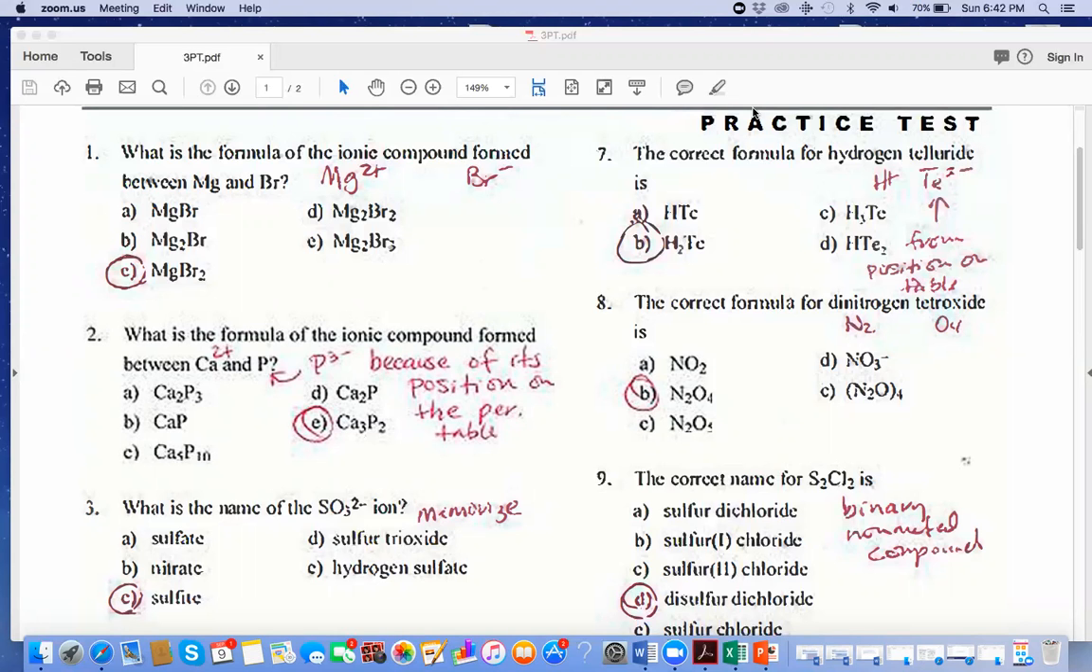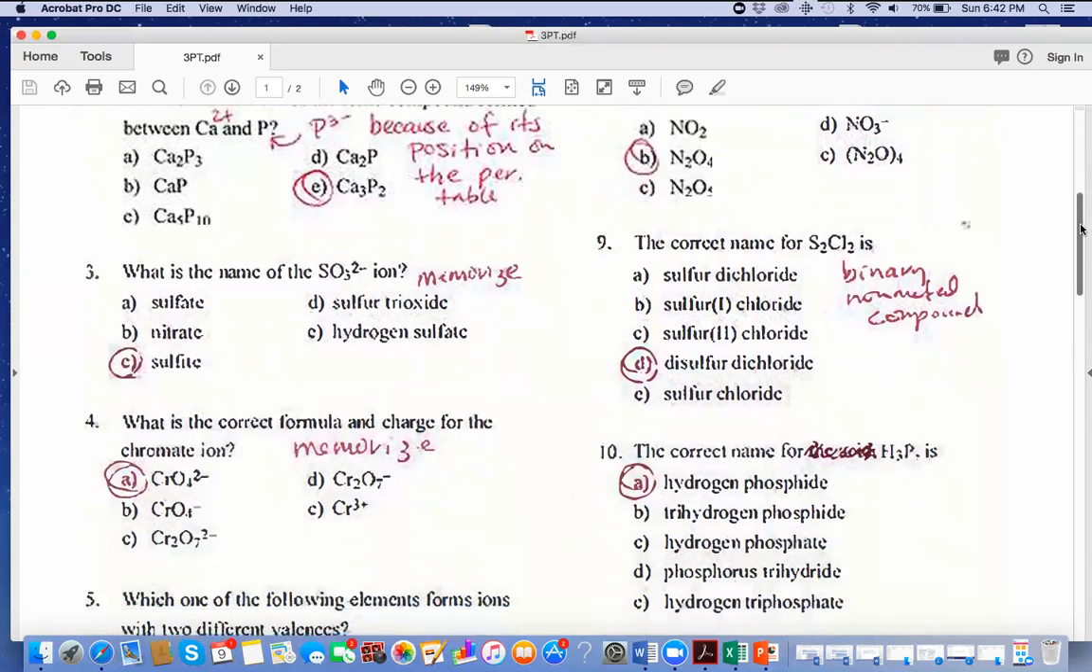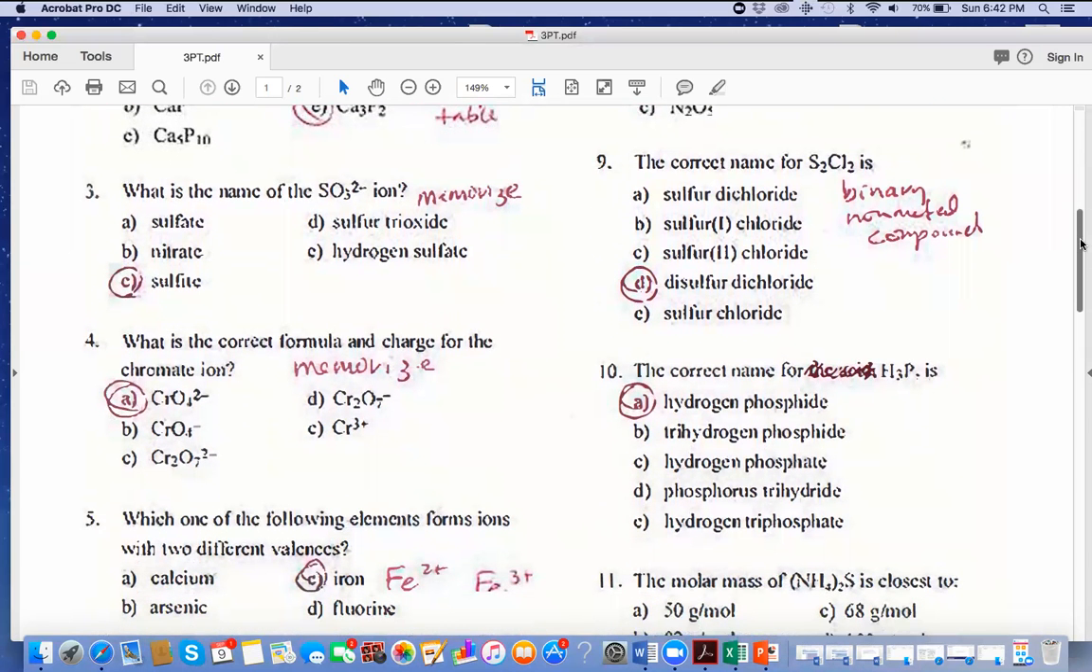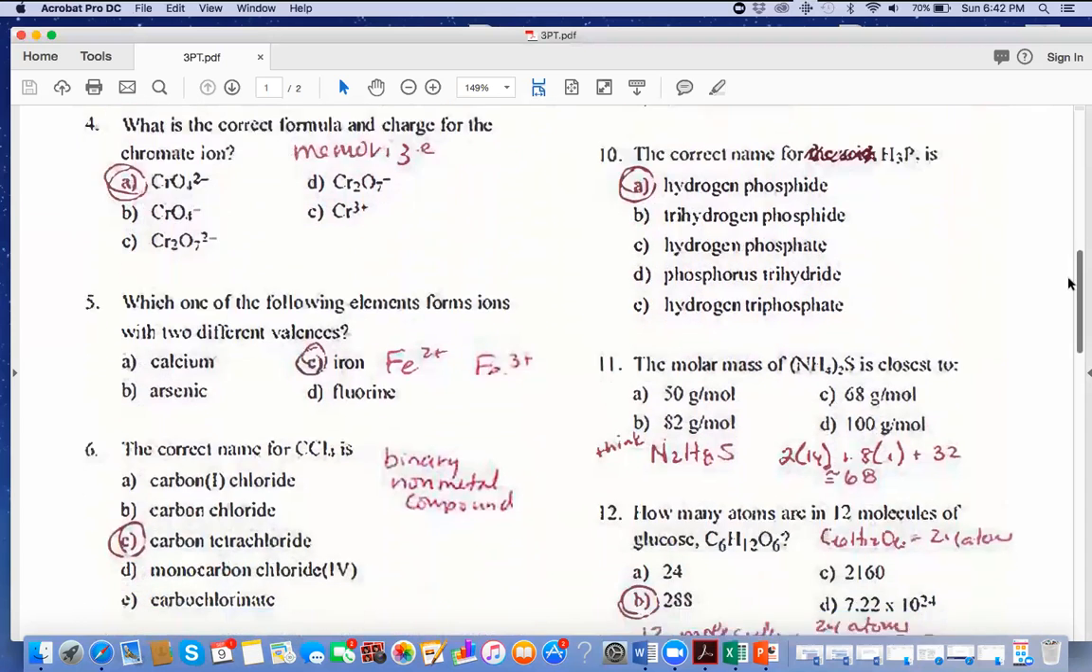Calcium is a 2+ charge, phosphorus is a 3- charge, so it would have to be Ca3P2. What is the name of the SO3 2- ion? This is sulfite. This is one you're going to have to memorize because we're going to see it fairly often. What is the correct formula and charge for the chromate ion? That's CrO4 2-, also one you're going to want to memorize.